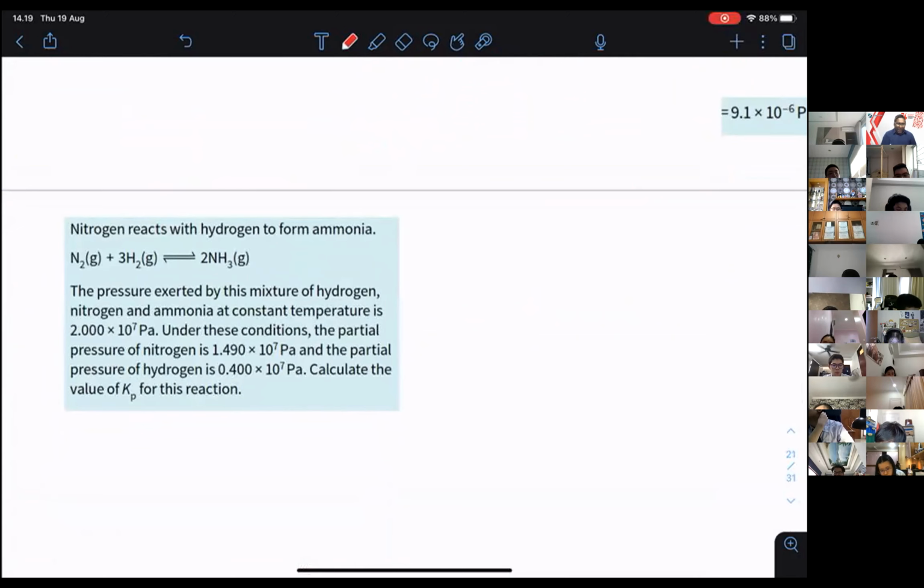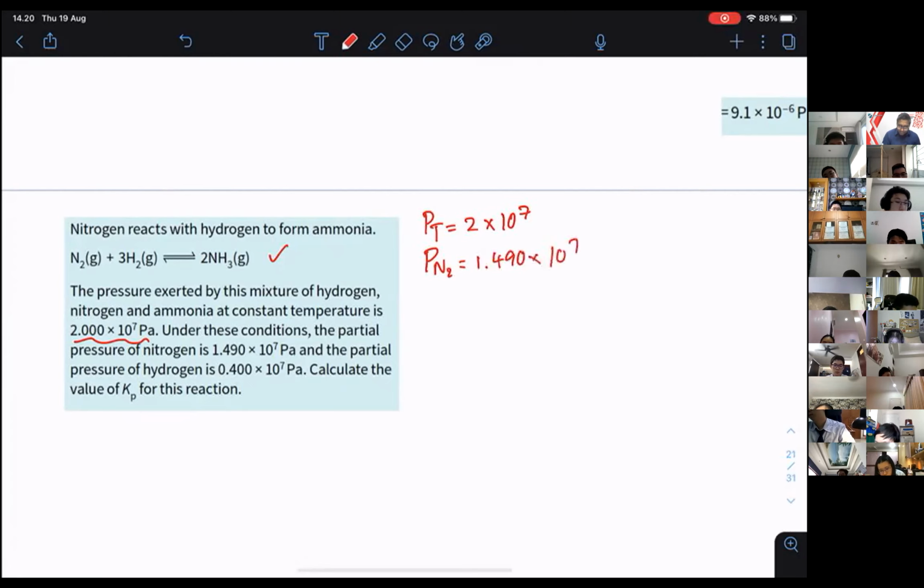They say you have this equation. The pressure exerted by this mixture of hydrogen, nitrogen, and ammonia, it means all three, so this one is what we call the total pressure. Total pressure is going to be 2 times 10 to the power of 7. Under this condition, they say the partial pressure of nitrogen is going to be 1.490 times 10 to the power 7, and the partial pressure of hydrogen is going to be 0.4 times 10 to the power 7. They already give you this. Then they ask you to calculate the value of Kp.